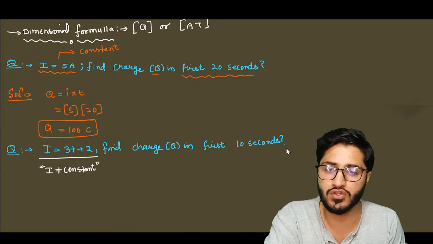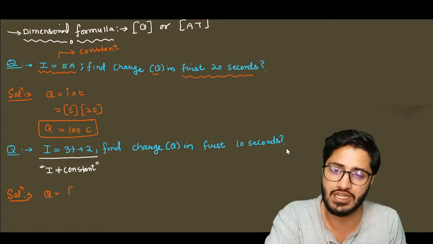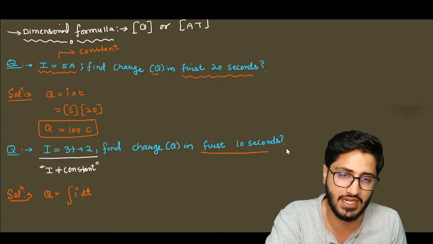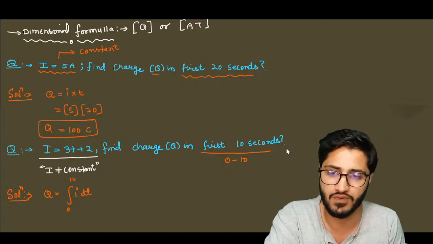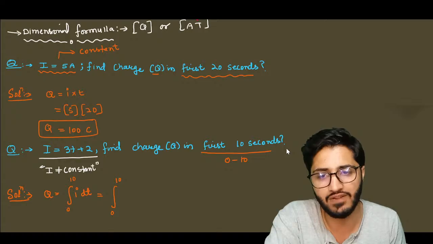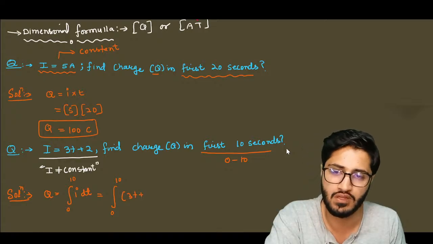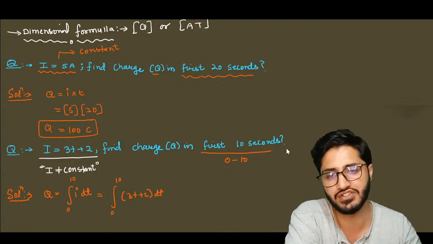If my current is variable, in this situation I have to use the equation: the charge q is equal to the integration of current with respect to time dt, and I have the condition that it is in the first 10 seconds, that means from 0 to 10. How can we do the integration? I will put the sign as it is, limits 0 and 10. In the place of current, I will write 3t plus 2, then dt.